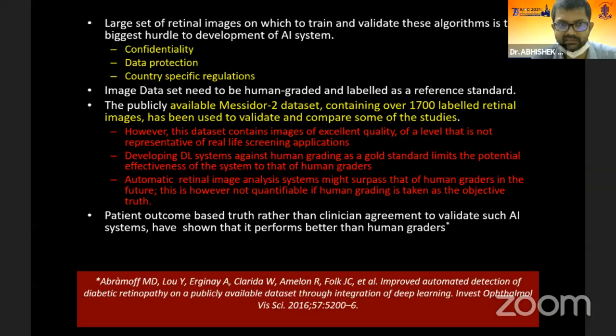However, now what is very important is that this data set contains images of excellent quality, of a level that is not representative of real-life screening applications. And developing deep learning systems against human grading, if you give human grading as the gold standard parameter, potentially limits the system. Automatic retinal image analysis might surpass that of human graders in the future. This is, however, not quantifiable if human grading is taken as the objective truth. So the images that you are using to train might themselves be a barrier to the deep learning system.